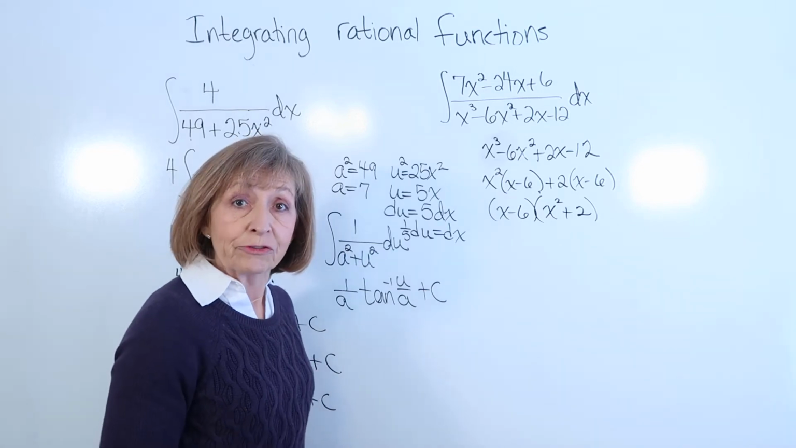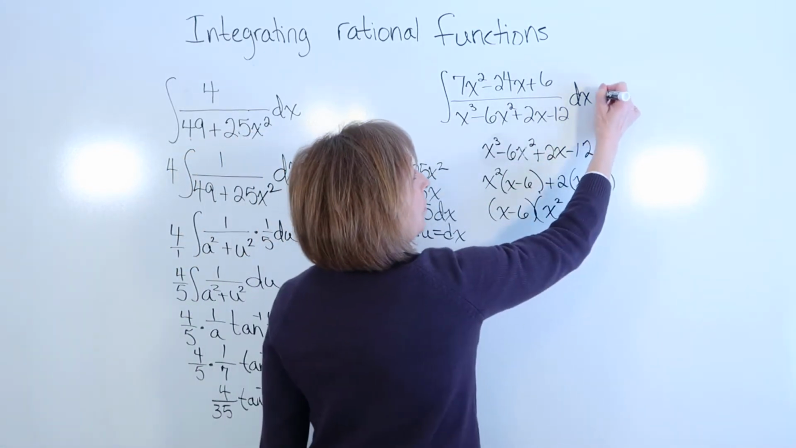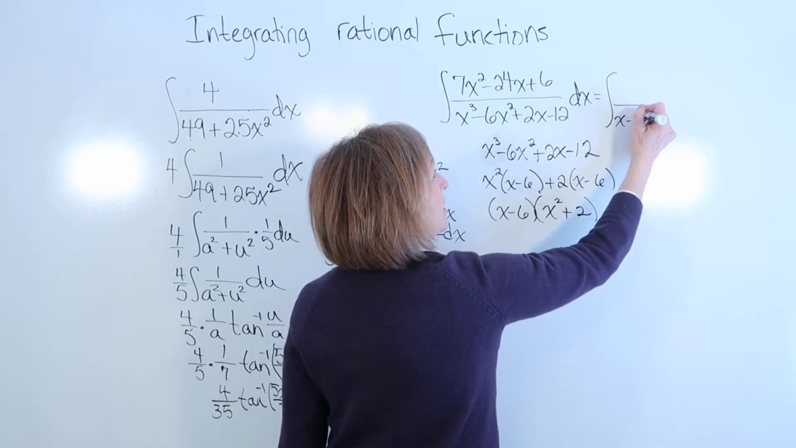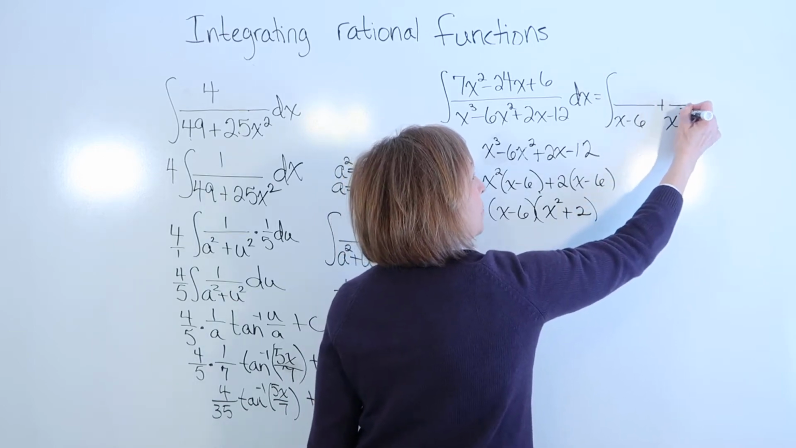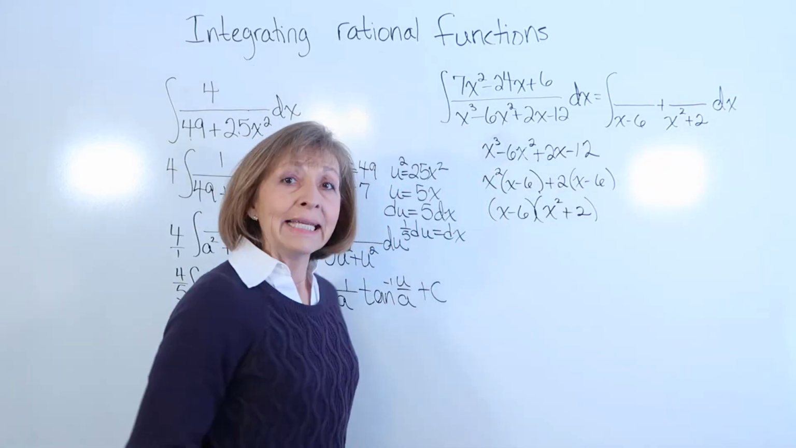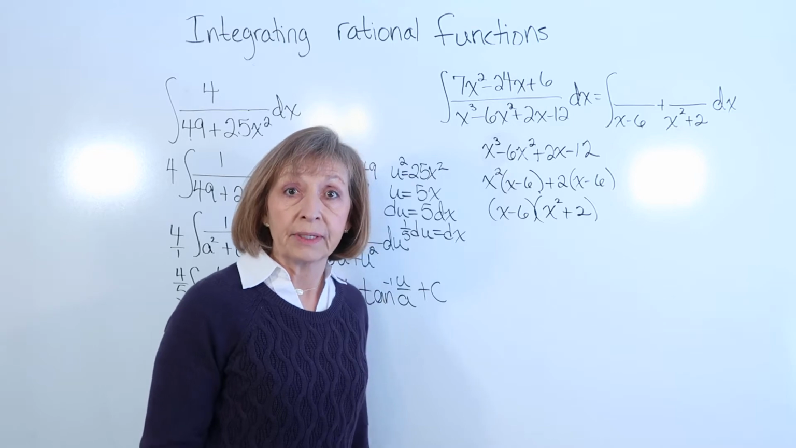So I can use partial fractions here by trying to write this integral so that it'll be my denominator of the x minus 6 for one of the fractions, and the denominator of the x squared plus 2 for the other fraction. Now x squared plus 2 does not factor any further over the reals.